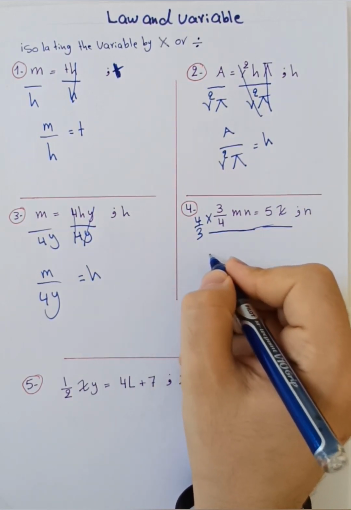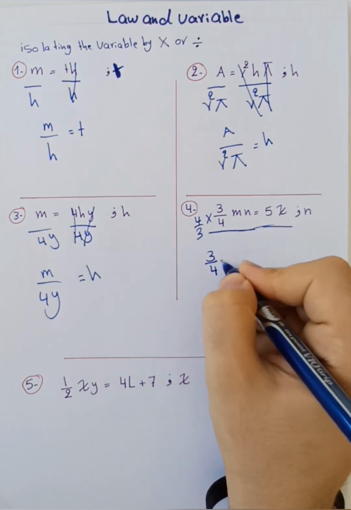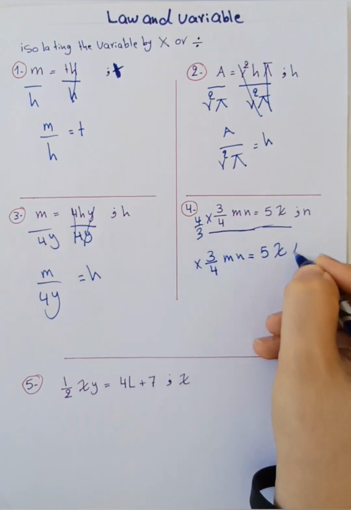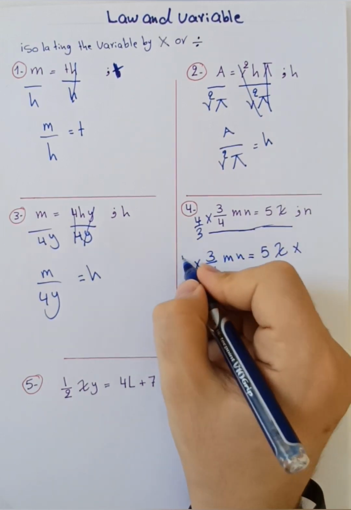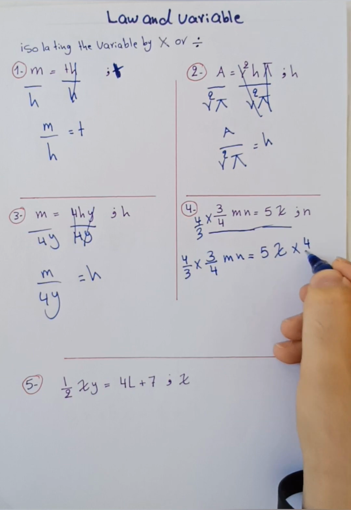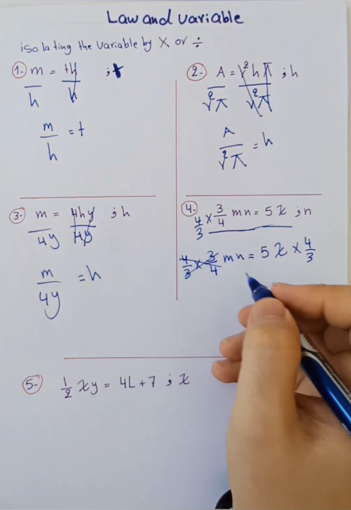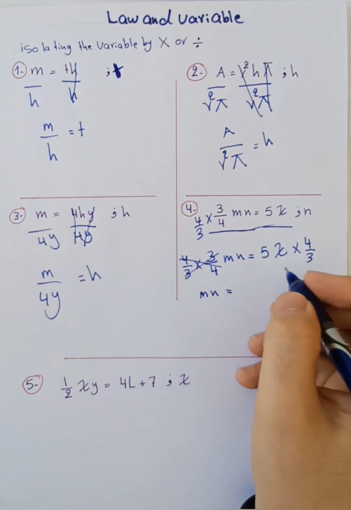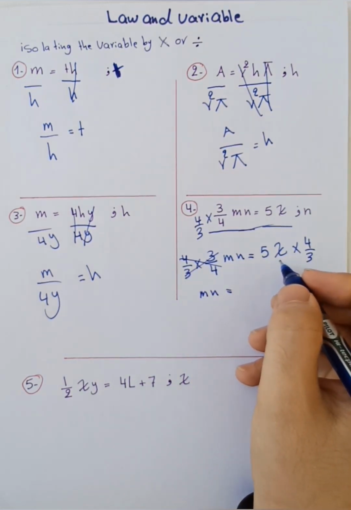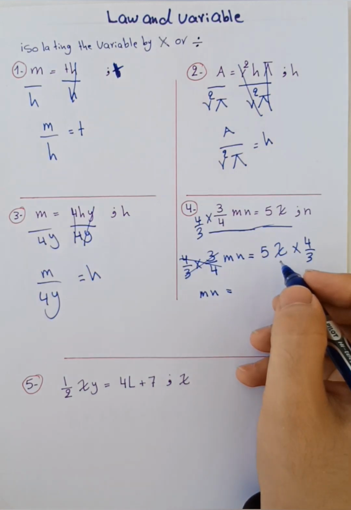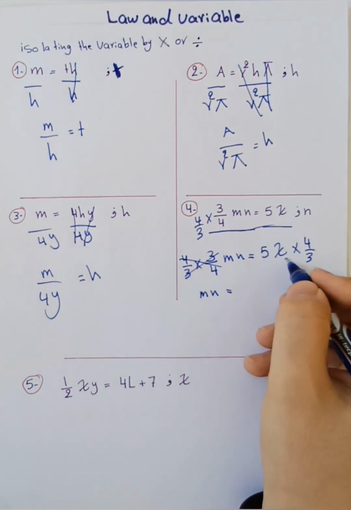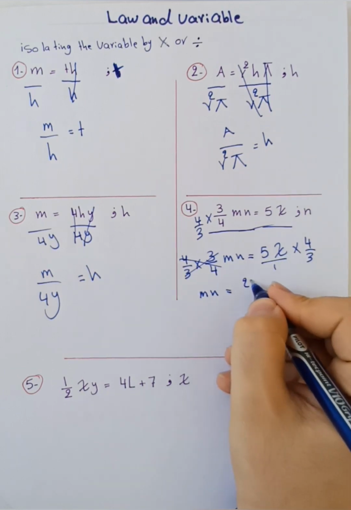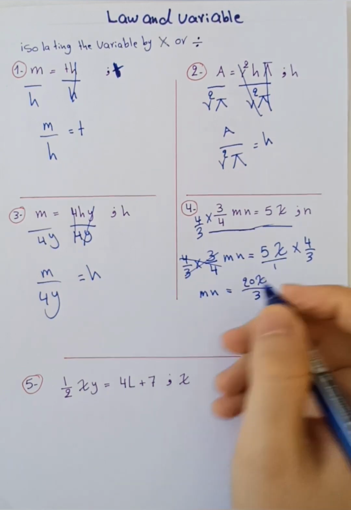So, we have 3 out of 4 mn equal to 5x. We have to multiply both sides by 4 out of 3. These two fractions are reduced. We have mn equal to, and then you have to multiply these two terms, 5x out of 1. 5x times 4 equal to 20x out of 3.